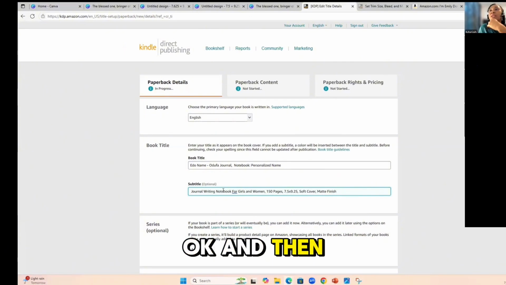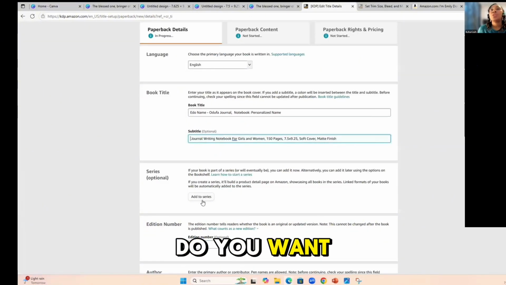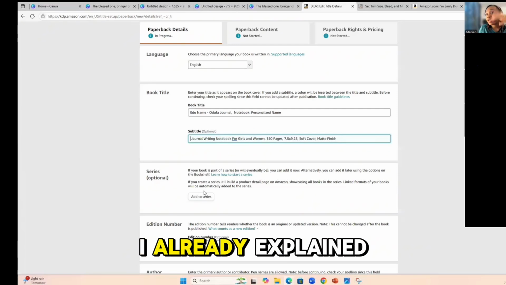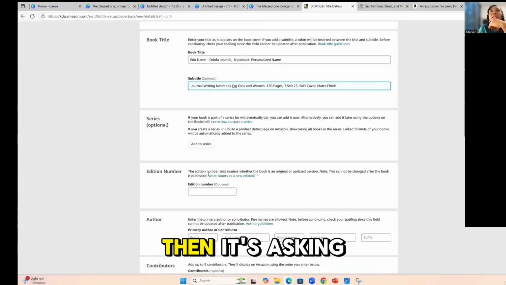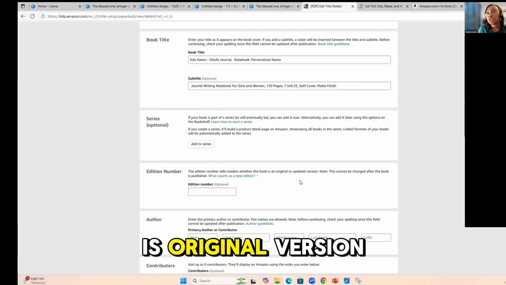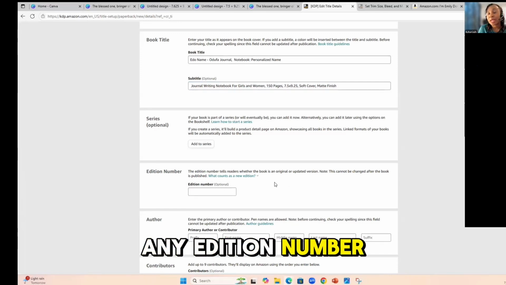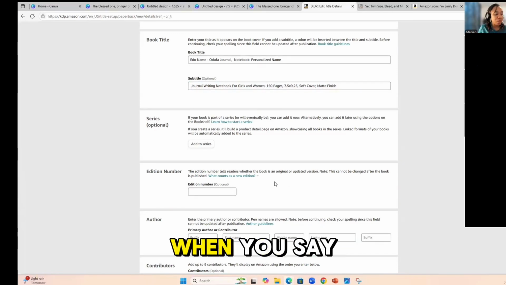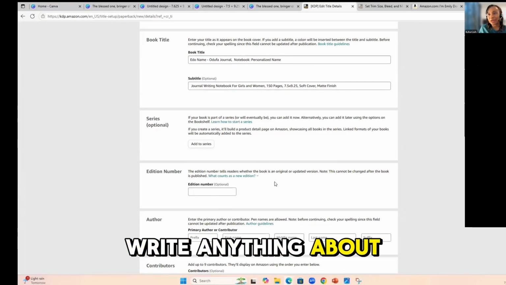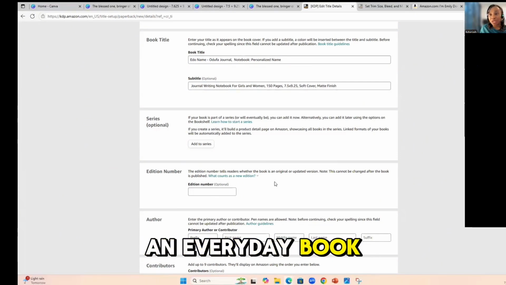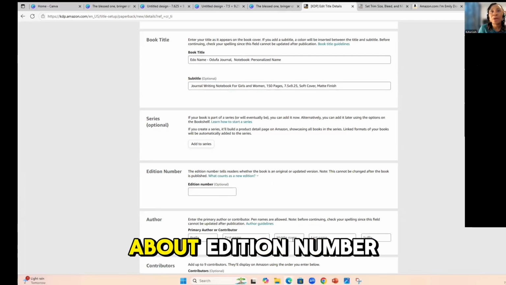Okay. And then it's asking us, do you want to add a series? No, this book is not a series book. I already explained what series is, so we're not doing that. Then it's asking us the edition number, whether the book is the original version. This cannot be changed after that. We don't have to put that. We don't have any edition number. This book we are creating is a low content book. When you say low content book, you didn't write anything about it, just something like an everyday book that you created. So we're not going to worry ourselves about edition number.